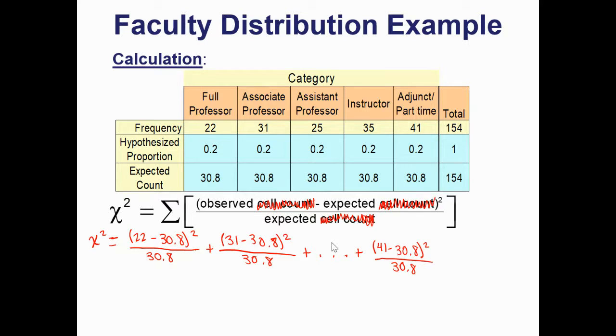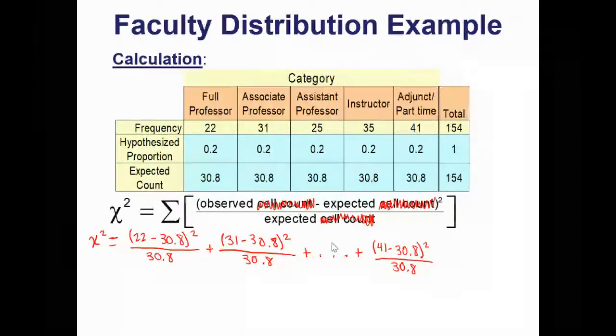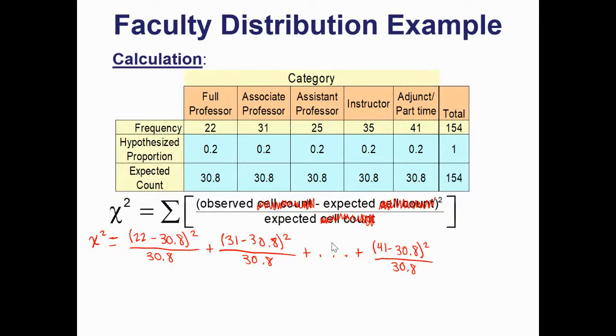Okay, so I want y'all to claim one of the categories as your own and calculate that value. That way we're not all calculating every value. So why don't we do this? Will, why don't you do full professor? Yancy, associate. Nate, assistant. David or Mia, I would like y'all to do instructor. And then Olivia or Taha, I would like y'all to calculate the value for adjunct. And let's do it to 4 decimal places.